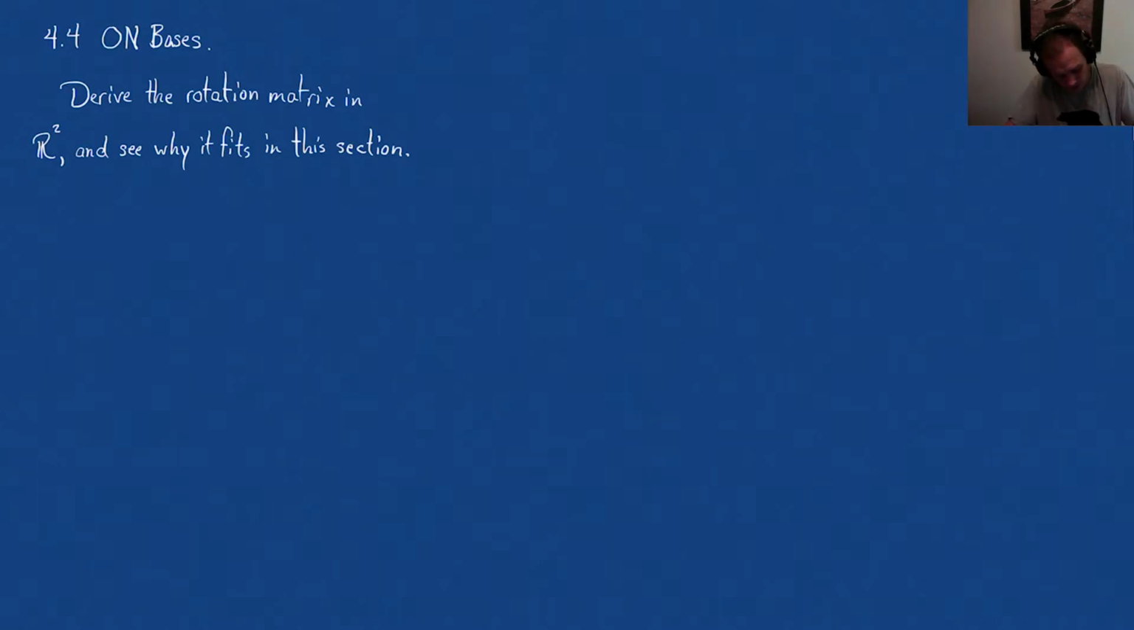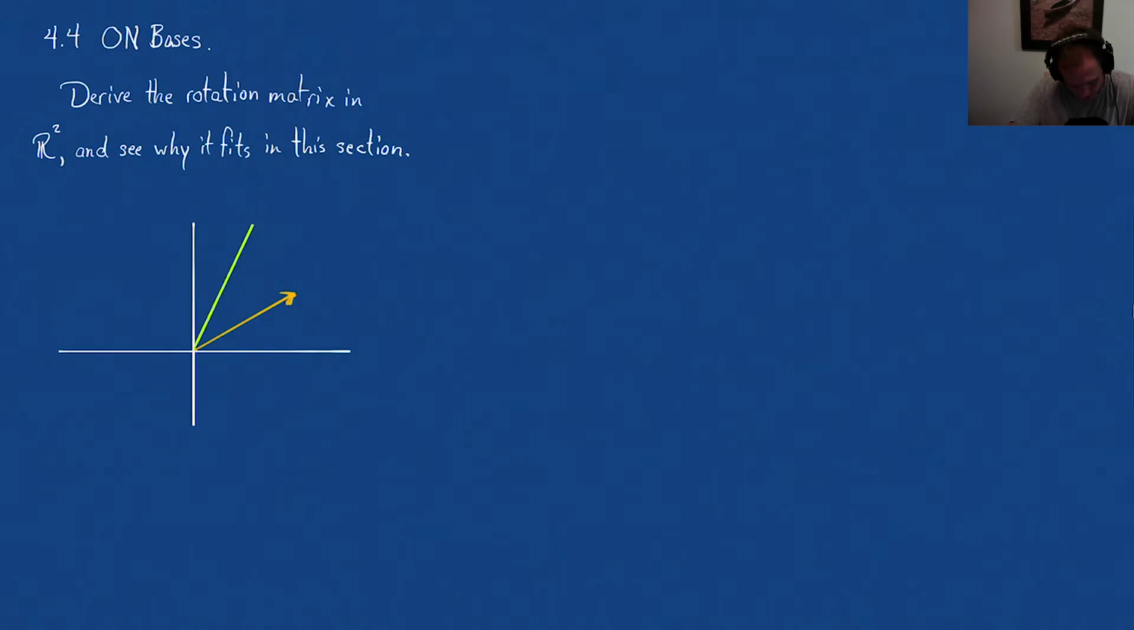So I'm going to just draw a set of axes. And let's draw a vector. So maybe here's my first vector. Okay. And I'm going to rotate it. I'm going to rotate it to, well, let's see, I don't know, maybe we'll rotate it. I should be careful how I draw this. Let's rotate it to there. Okay. So what we're going to do is, let's label these.